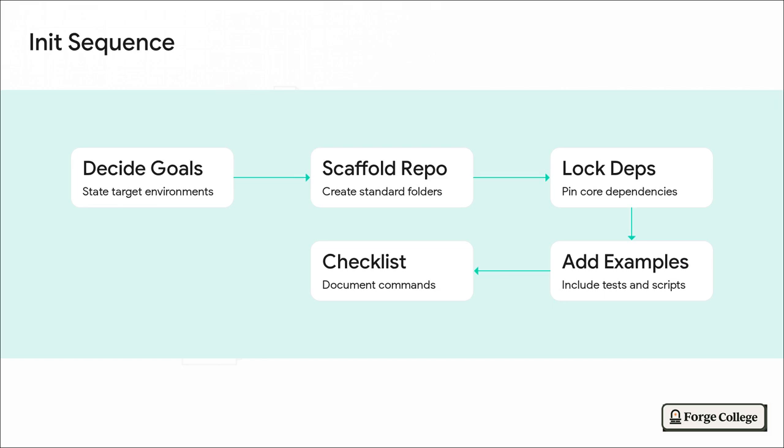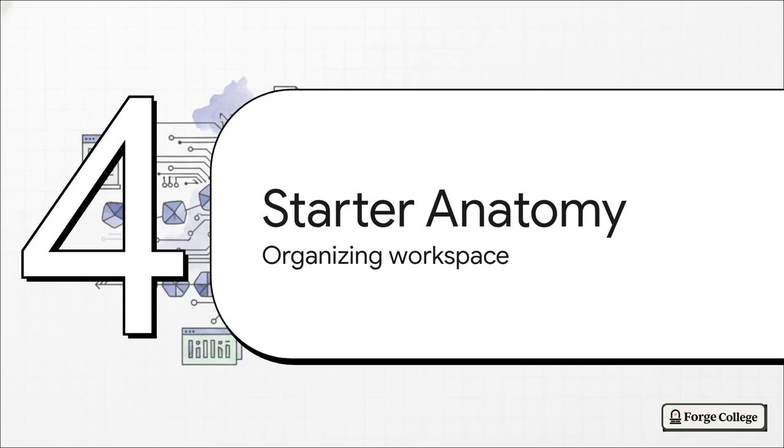Step 4, add in some example tests and scripts to serve as solid templates for whatever features you build next. And finally, Step 5, create a developer checklist so anyone new joining the project knows exactly what commands to run. Stick to this sequence and I promise you'll avoid the massive headaches of a messy, ad hoc coding environment. Which leads us perfectly into section 4, anatomy of a starter project.